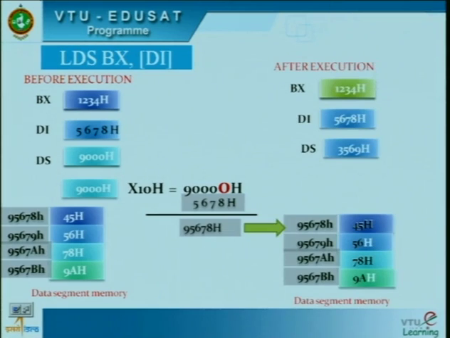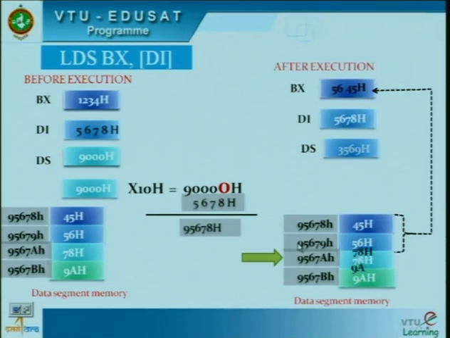Now from memory location 95678 and 95679, I would be able to take the data. Carefully observe this. From 95678 and 95679, the data is copied onto the BX register, that is 5645H. 5645 is copied onto BX. Then from the next two memory locations, the data gets copied onto DS. Now DS earlier was 9000, but now DS is 9A78H and BX is 5645H. Now if I add these two, I get a different physical address in the existing data segment, or it could be in some other data segment.